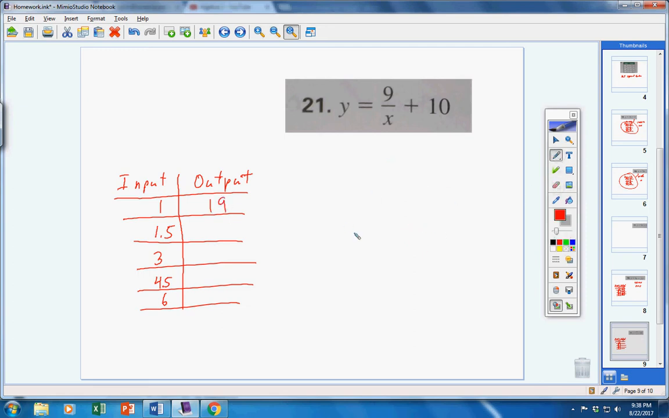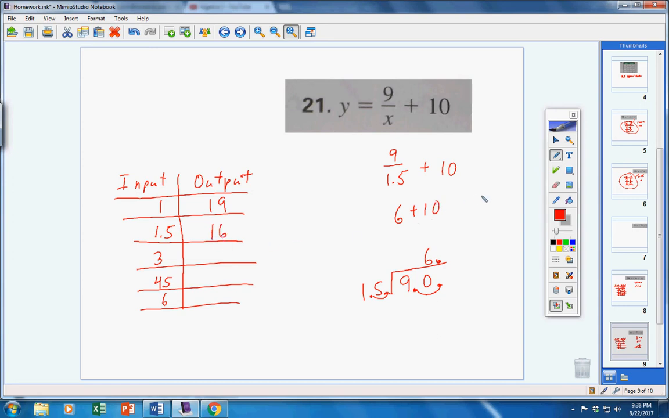Alright, let's substitute 1.5 in. So 9 over 1.5 plus 10. That's the same thing as 9 divided by 1.5. Move the decimal one place. Move the decimal one place. So now I have 15 going into 90, and 15 goes into 90 exactly 6 times. So 9 divided by 1.5 is 6, plus 10 is 16.